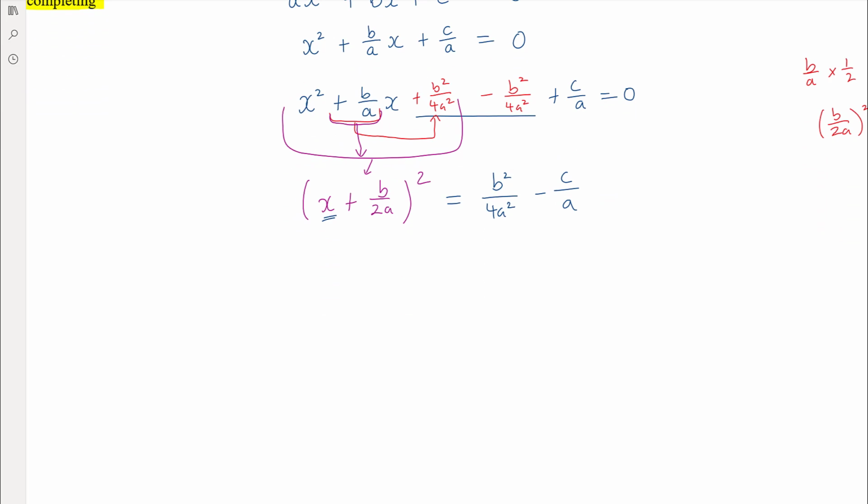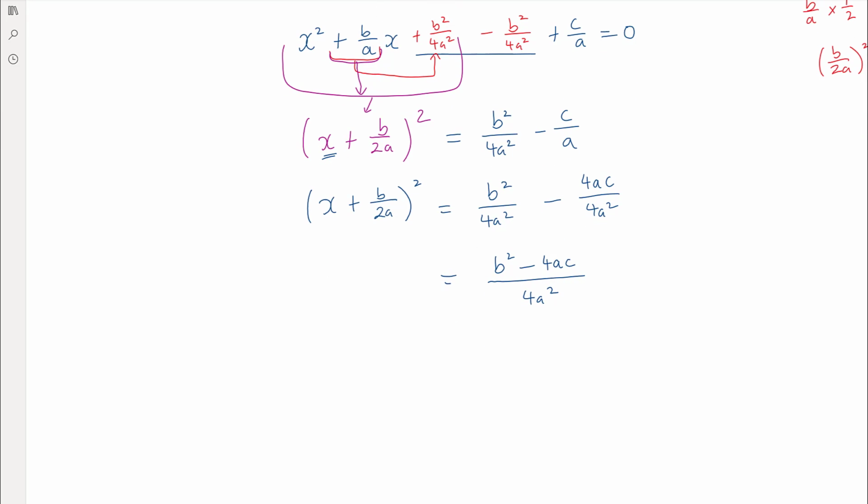Okay, before I focus on square rooting and so on, I'm just going to tidy up the right hand side a little bit. So we've got x plus b over 2a all squared equals, let's get a common denominator here. So b squared over 4a squared minus, now we want to write this over 4a squared as well, which means we've multiplied the denominator by 4a, and so we need to do the same to the numerator. So we'll have 4ac on the numerator. Now we can combine that together as one fraction, b squared minus 4ac all over 4a squared.